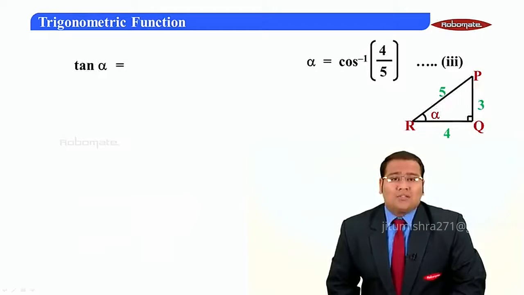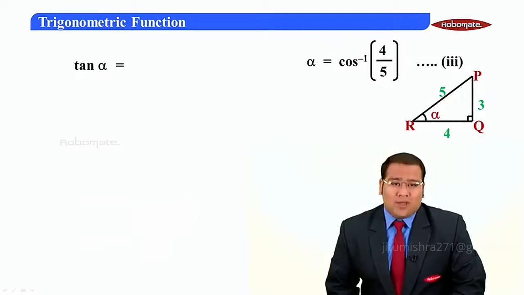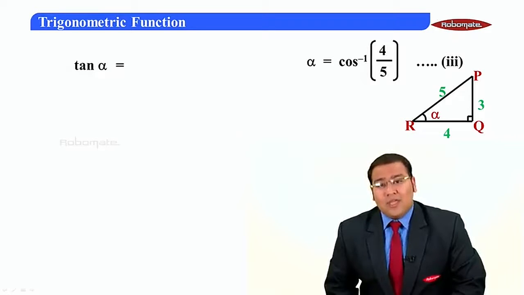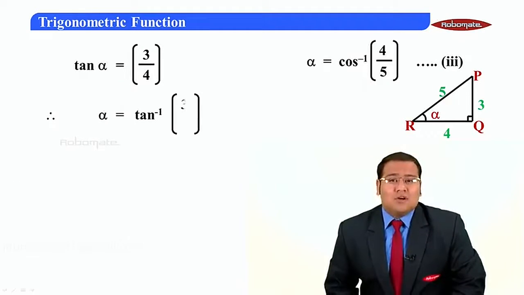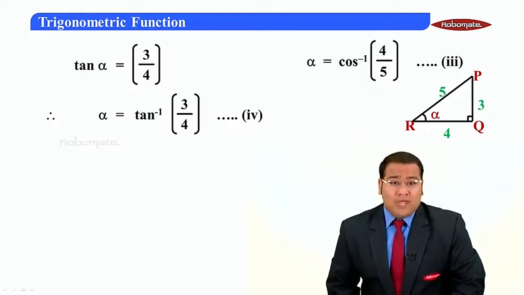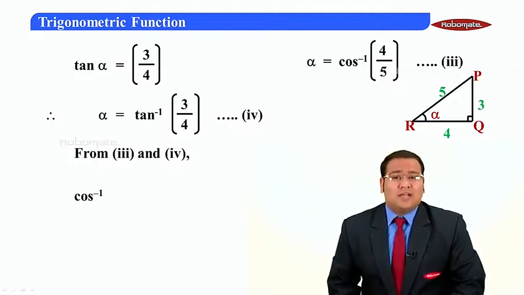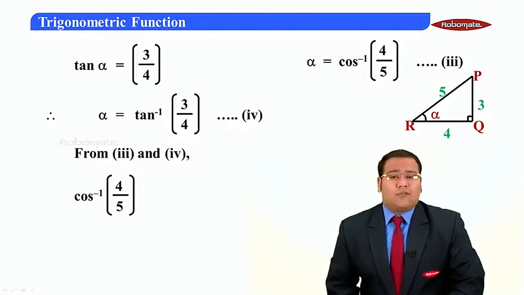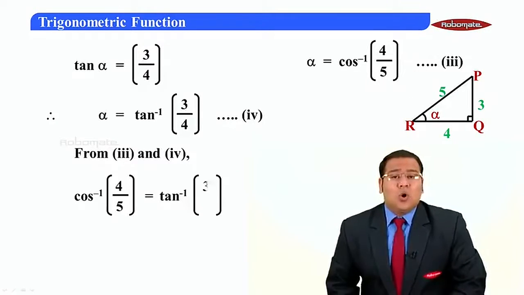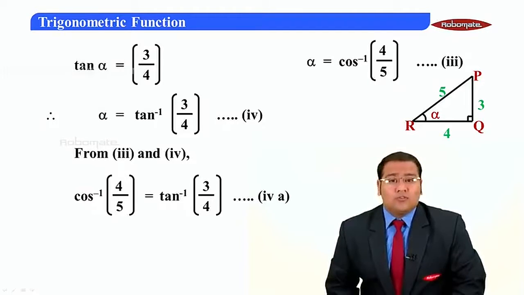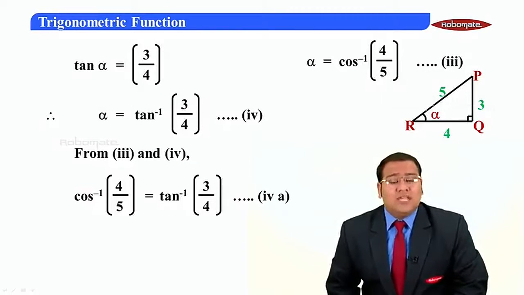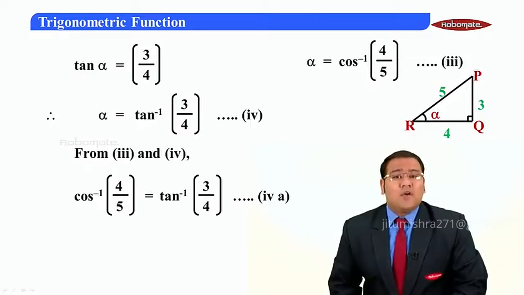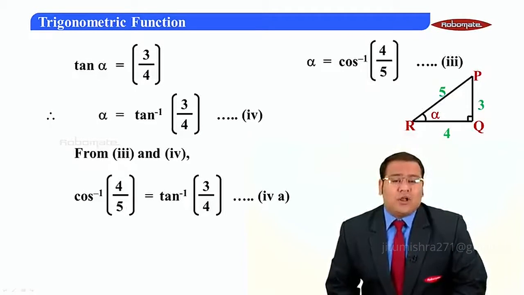So when you know that alpha is cos inverse of 4 by 5, cos alpha is 4 by 5, you can find the value of tan alpha, which is 3 by 4. So alpha would be tan inverse of 3 by 4. So equating these two equations, I can say that from 3 and 4, cos inverse of 4 by 5 is equal to tan inverse of 3 by 4. Students, you remember the earlier equation in which we had equated the values of theta. Over here we have equated the values of alpha. Both these equations we are going to require now.